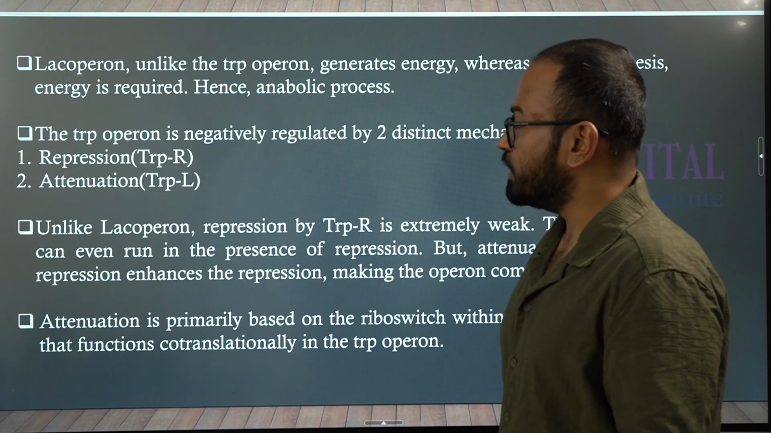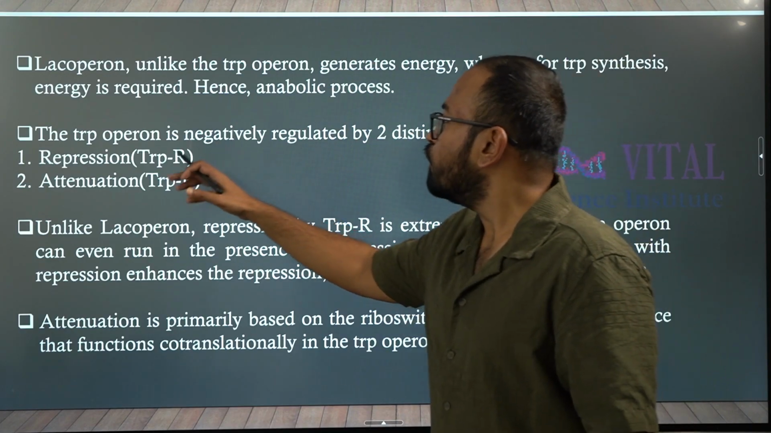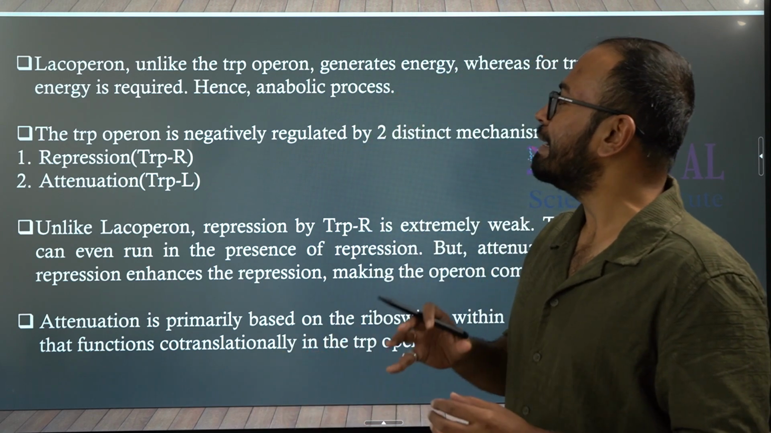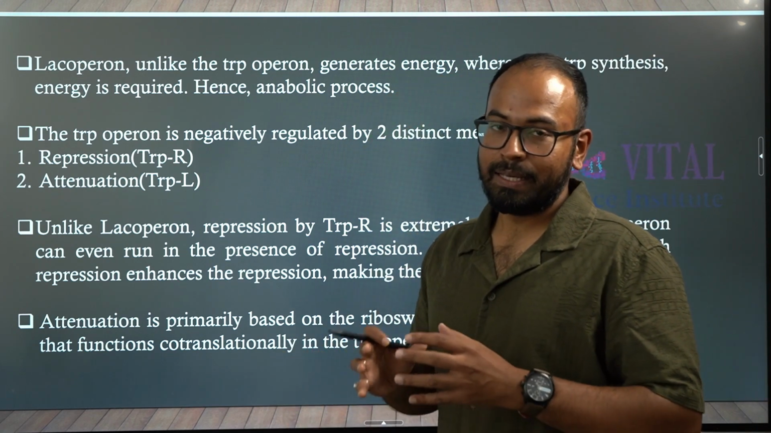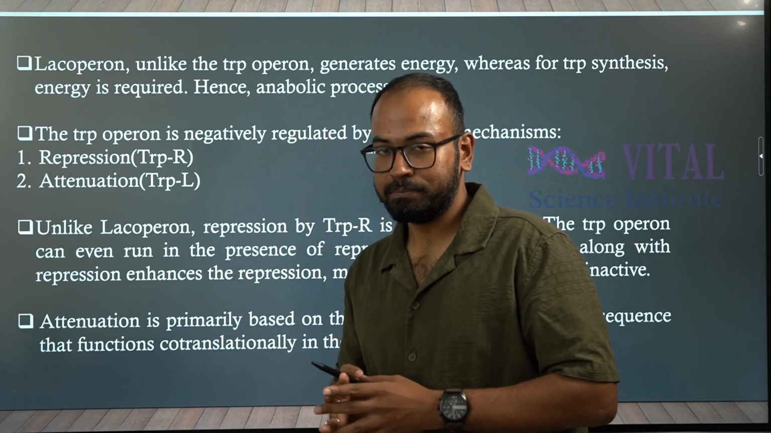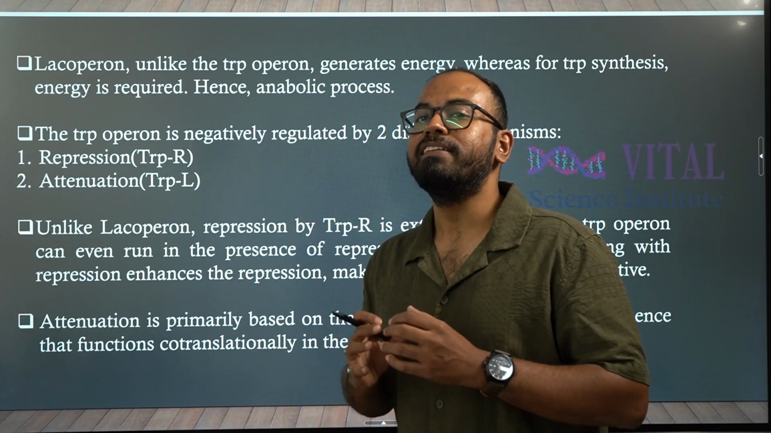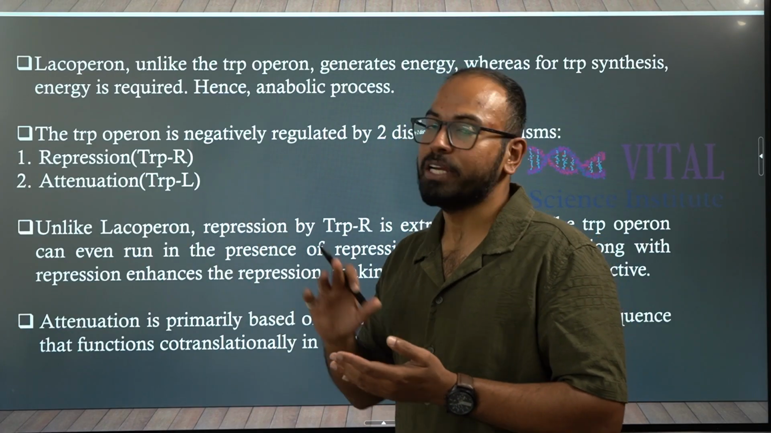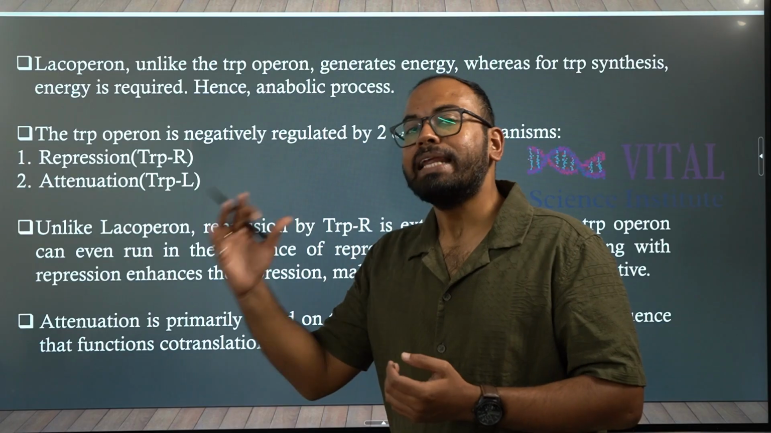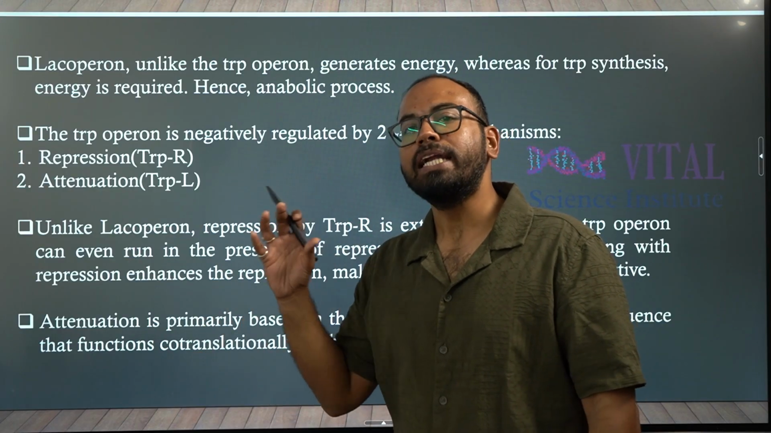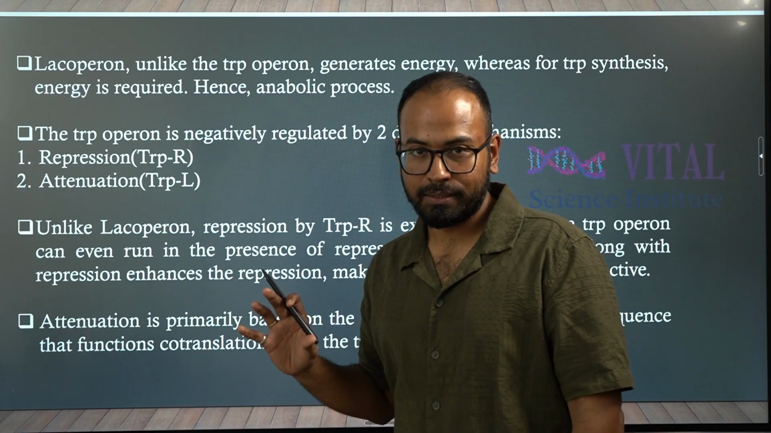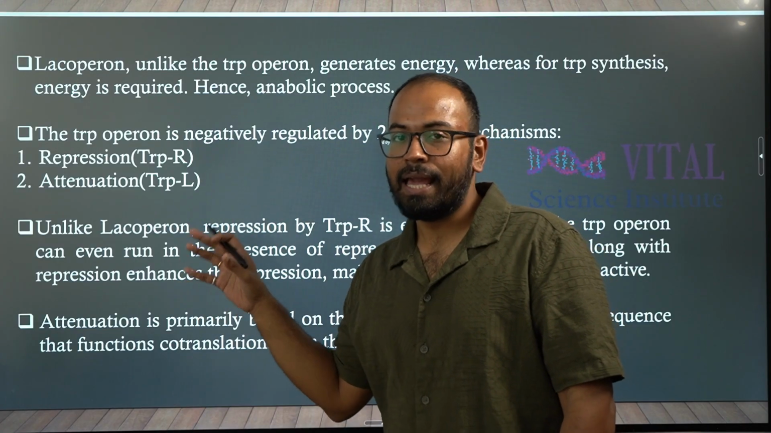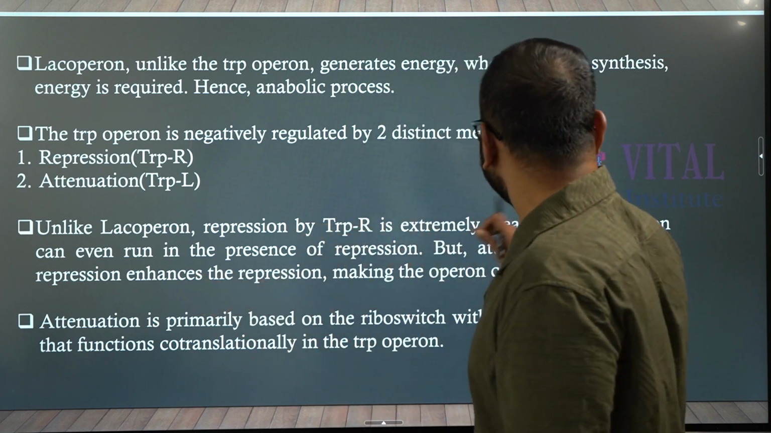Coming to our next point, which is very important: the Trp Operon is negatively regulated by two distinct mechanisms. One is repression, another is attenuation. Unlike the lac operon, where we have only one kind of repression, here we require two distinct mechanisms. One is repression, another one is attenuation. Now why this mechanism?